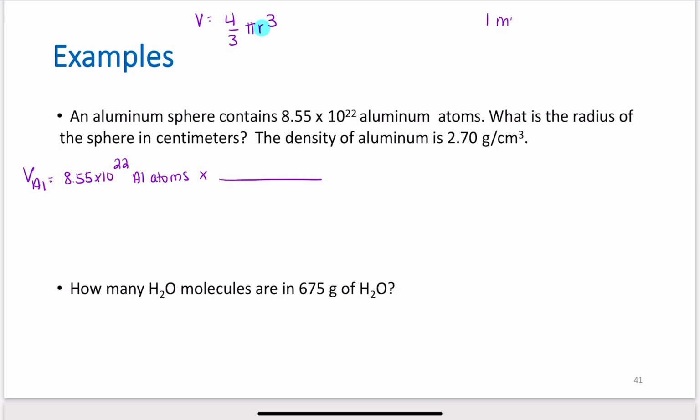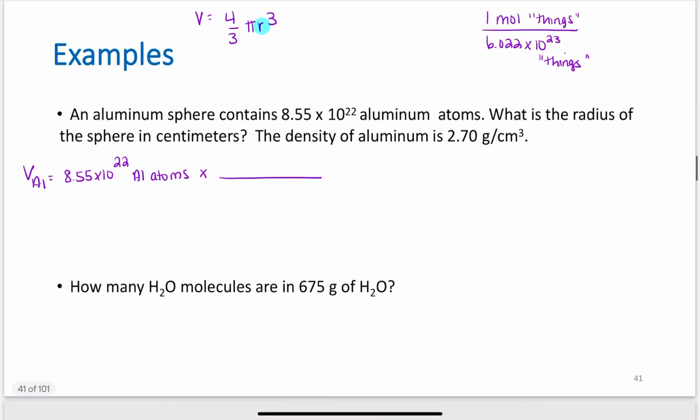I know that 1 mole of things equals 6.022 times 10 to the 23rd of those things. That could get me into moles, so let's try it. 1 mole of aluminum to 6.022 times 10 to the 23rd aluminum atoms. So at this step, I have canceled out my number of aluminum atoms and I'm into moles of aluminum.